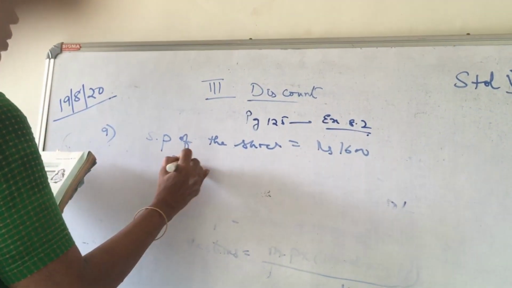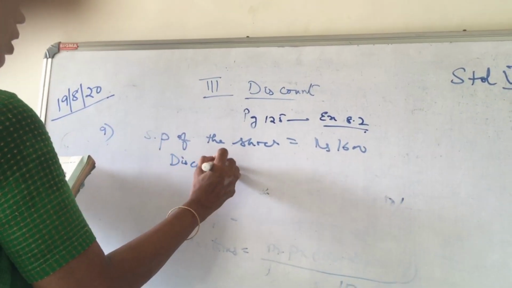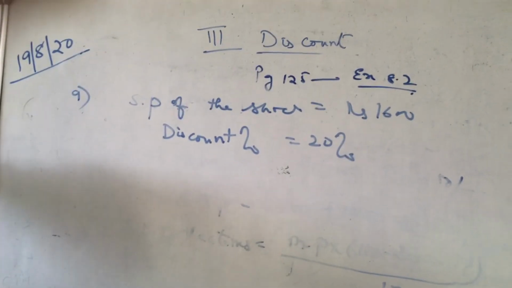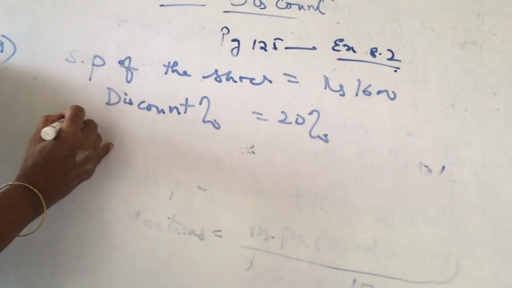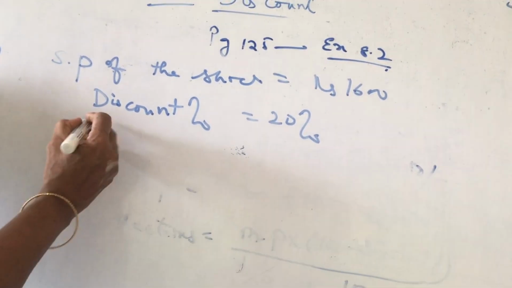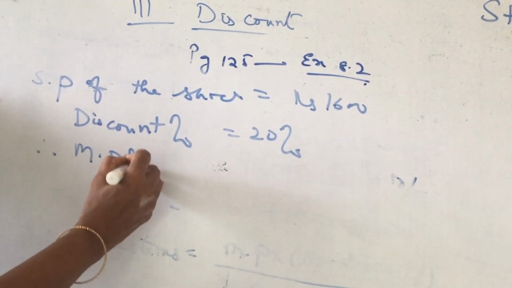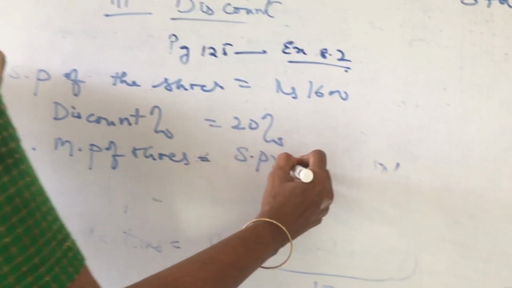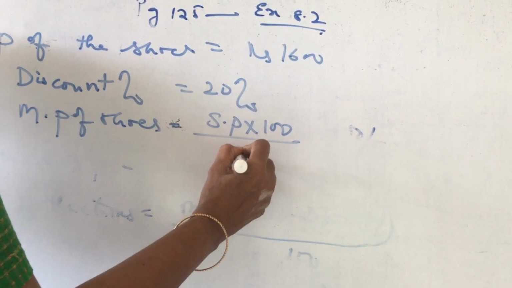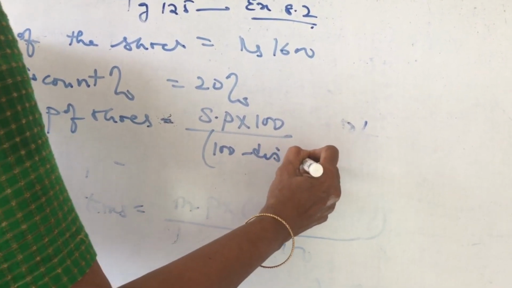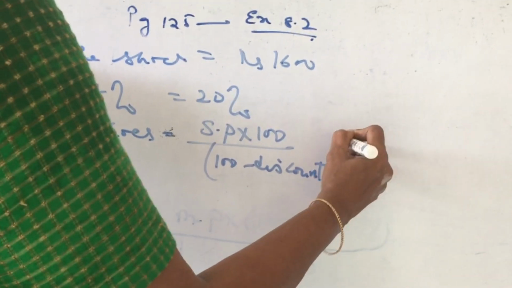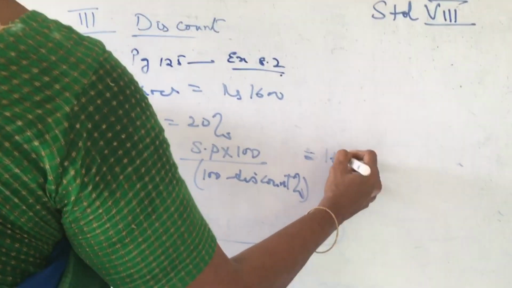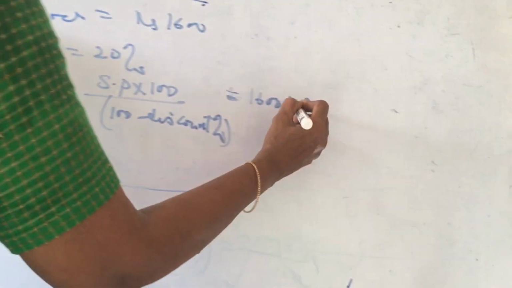And how much discount did he get? He got a discount of 20%, children. Therefore, what is the mark price? MP of the shoes. Do you remember, children? SP into 100 divided by 100 minus discount percent.